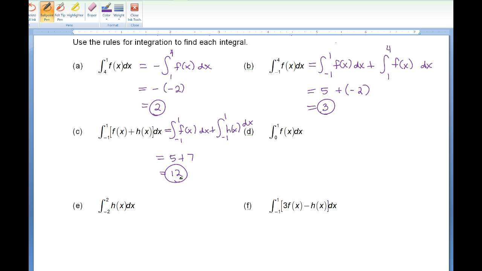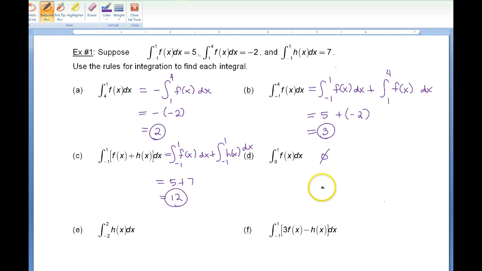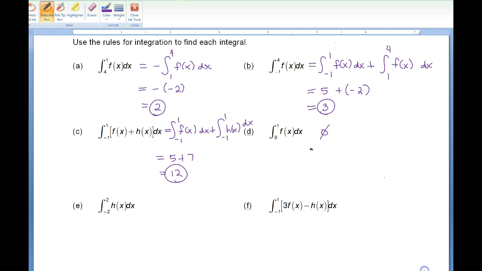Is this the trick one? Let's see, from 0 to 1, what do you think? We don't have anything. We don't have the 0. We don't have enough information. We have from -1 to 1, and we have from 1 to 4, but there is nothing that tells us what's going on at 0. So we can't do this. Okay, so it's not possible. So you just write no solution, or you can write not possible.